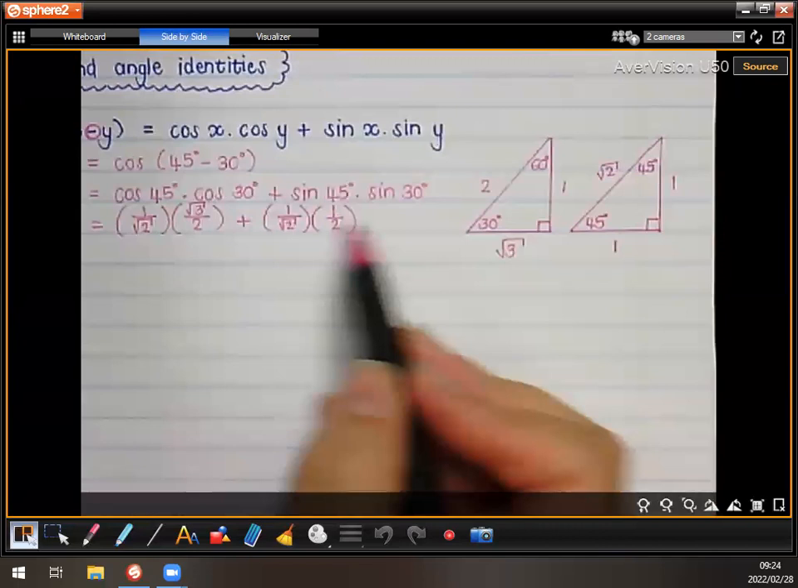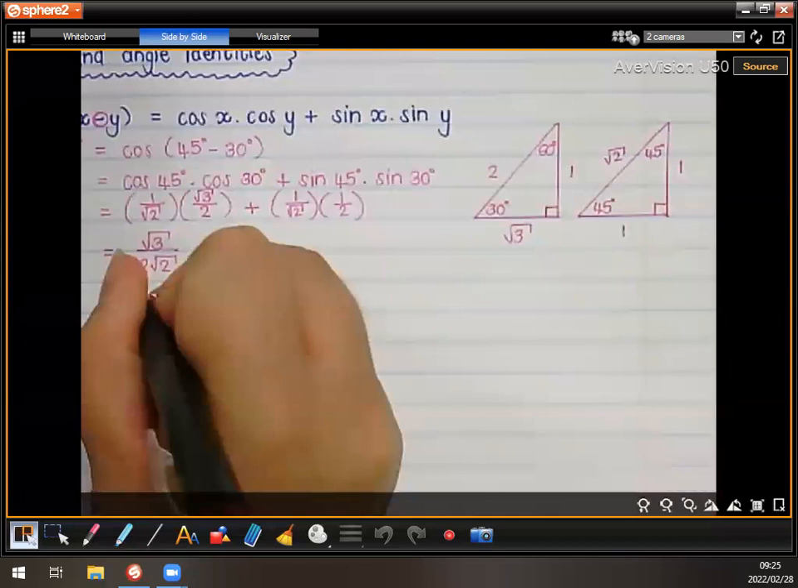Plus sin 45, it's the same as cos 45, right? It's opposite over hypotenuse, so again, 1 over root 2. And then sin 30, we're looking at the 30-degree angle, opposite over hypotenuse, so 1 over 2, a half. Now we can add those together. Guys, this is a bit easy, because if the question says without using the calculator, you're supposed to do this without using the calculator as well.